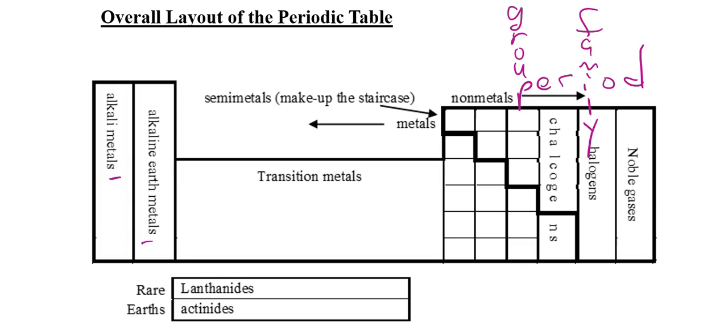If you ever want to know the difference to memorize them, alkali is one word. Alkaline earth is 2 words. So group 1 is alkali, group 2 alkaline earth.